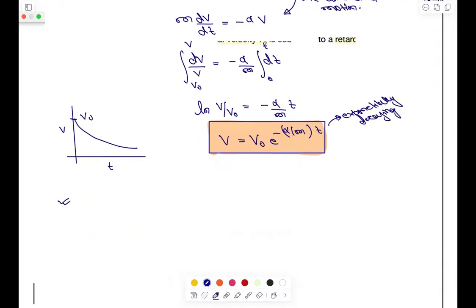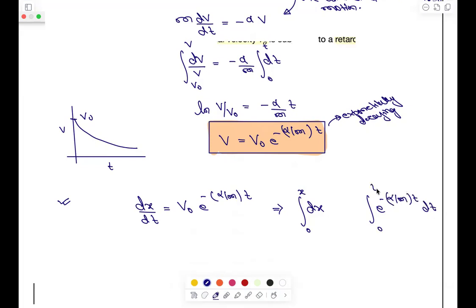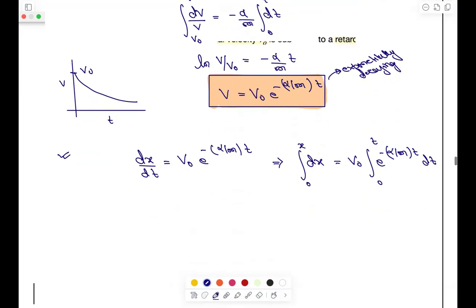So again, v is what? v can be written as dx by dt, which equals v naught e to the power minus alpha by m into t. Now we can write simply dx. Initially the position was 0, now it is coming to x. Here it can be v naught integration e to the power minus alpha by m into t into dt from time 0 to t. So from here I can write down this integration will be x.